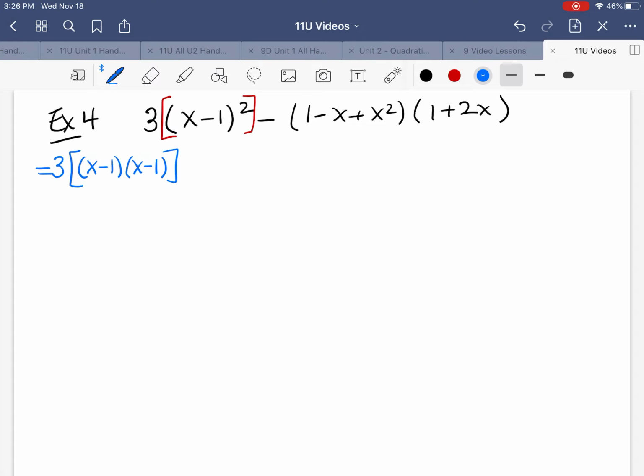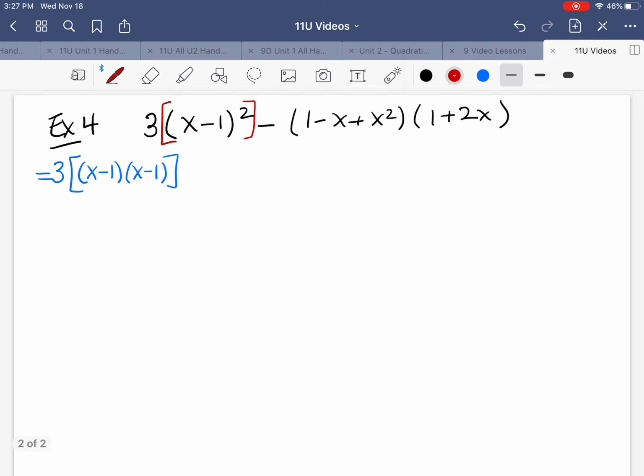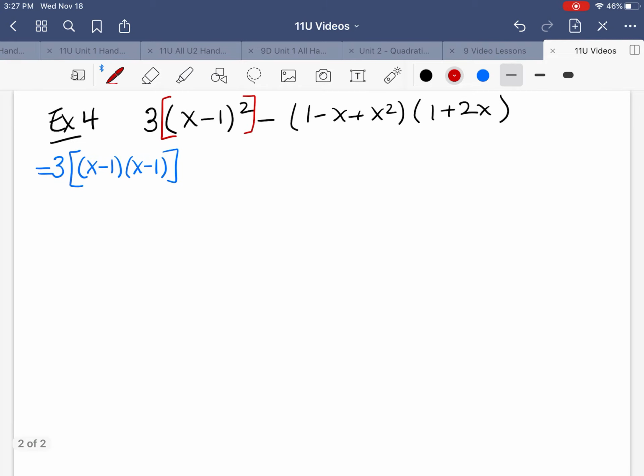So we have a trinomial times a binomial. So that means that everything in our second set of brackets is being multiplied by everything in the first set of brackets. Right, so I will draw in a few arrows. It's going to get a little squishy though. So we'll be doing 1 times 1 and 1 times 2. We'll be doing negative x times 1 and negative x times 2. And we'll be doing positive x squared times 1 and positive x squared times 2x. So let us do that.